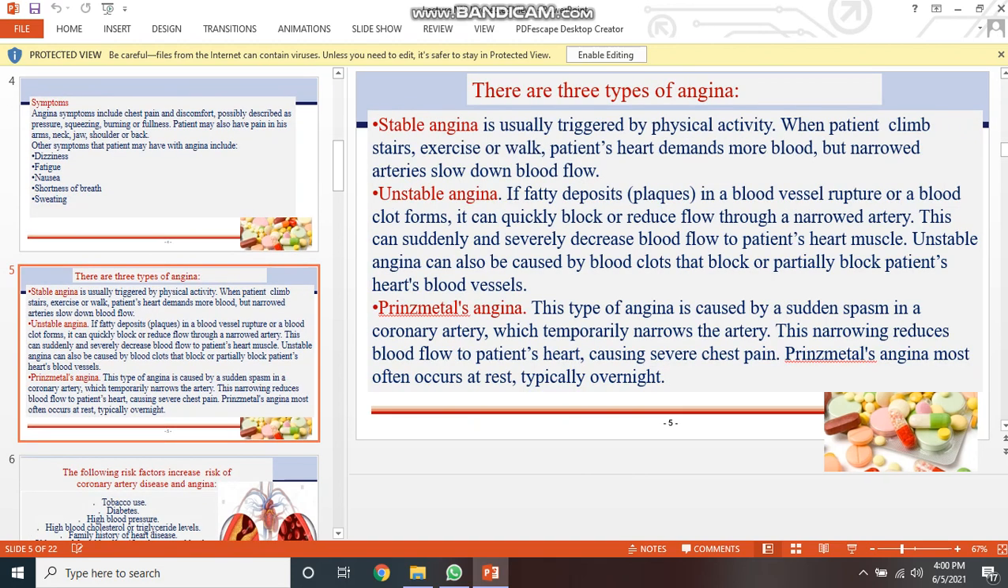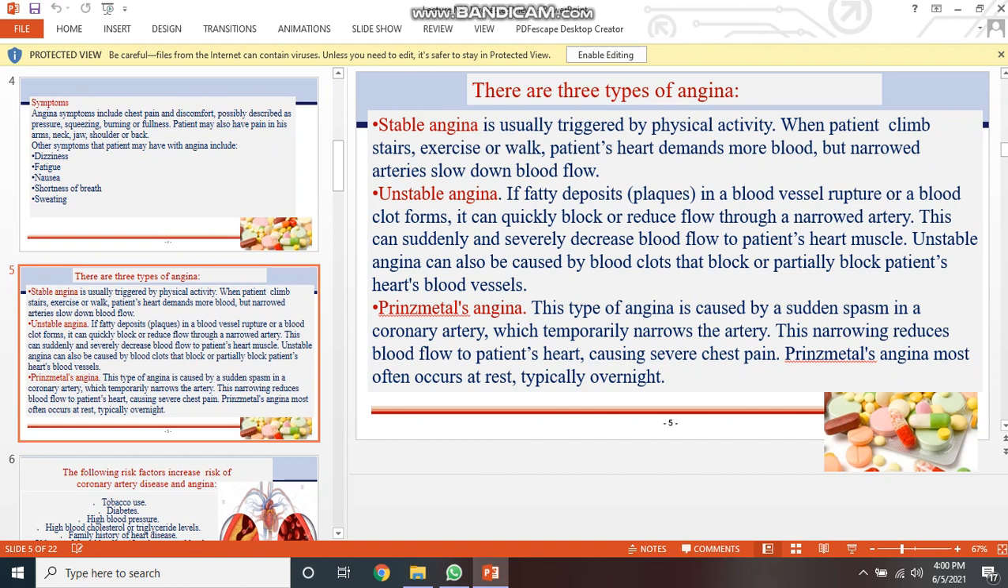There are three types of angina. Stable angina is usually triggered by physical activity. When the patient climbs stairs, exercises or walks, the heart demands more blood, but narrow arteries slow down blood flow. In unstable angina, fatty plaques in a blood vessel rupture or a blood clot forms. It can quickly block or reduce flow through a narrow artery. This can suddenly and severely decrease blood flow to the heart muscle. Unstable angina can also be caused by blood clots that block or partially block the heart's blood vessel.